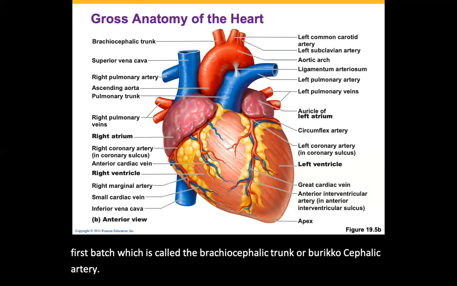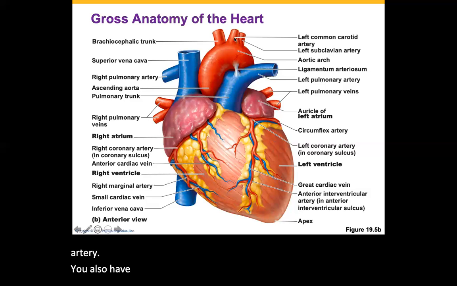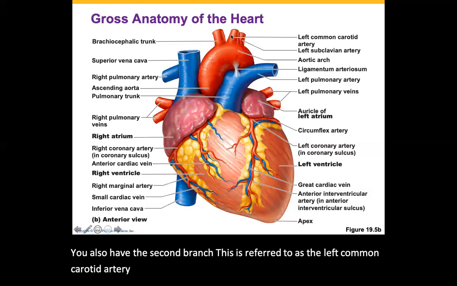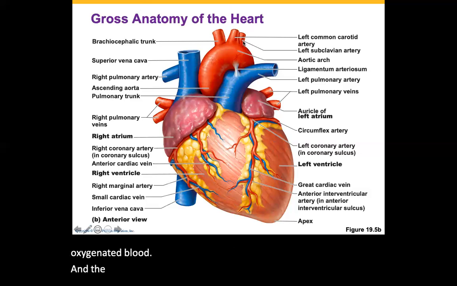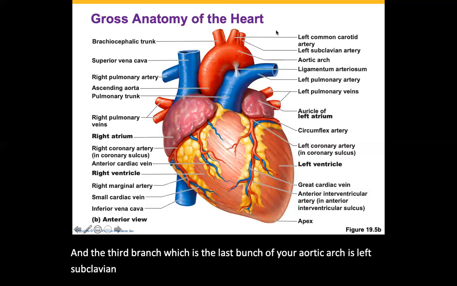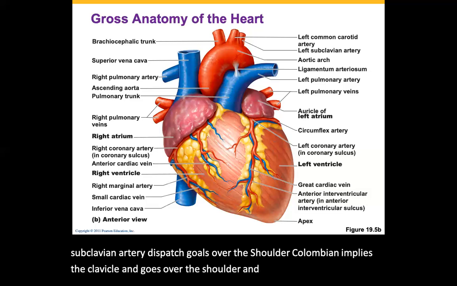You also have the second branch, which is referred to as the left common carotid artery. This middle branch goes up the side of your neck to your head, supplying the brain tissue with oxygenated blood. And the third branch, which is the last branch of your aortic arch, is the left subclavian artery. This branch goes over the shoulder. Clavian implies the clavicle, so it goes over the shoulder and supplies the left arm.